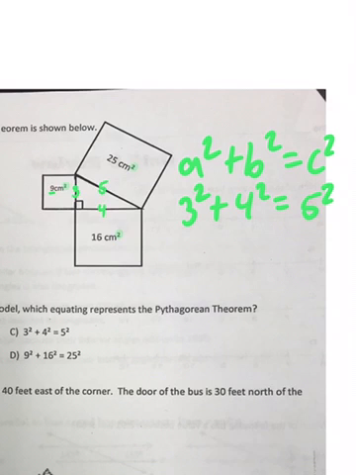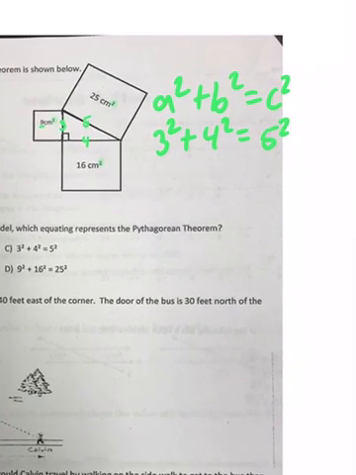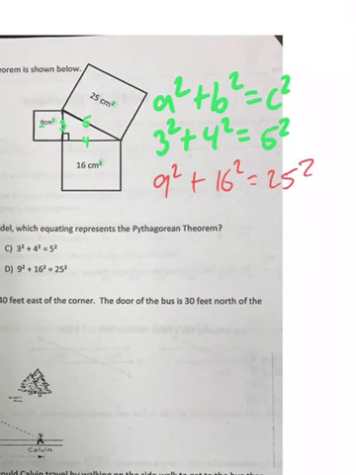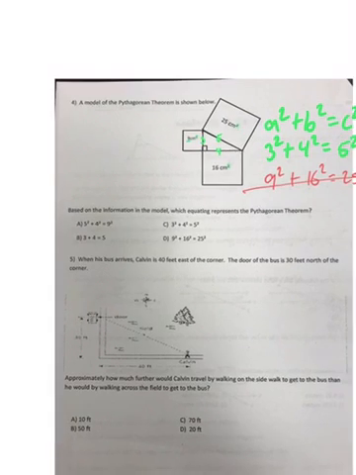What they're expecting you to do on this one, and I'm going to do this in red because this is not the correct answer, is 9 squared plus 16 squared equals 25 squared. And I'm pretty sure there's one like this on your test. That is not the correct answer. Don't fall for that. So again, from there, I'm going to let you guys pick out the right answer on this.